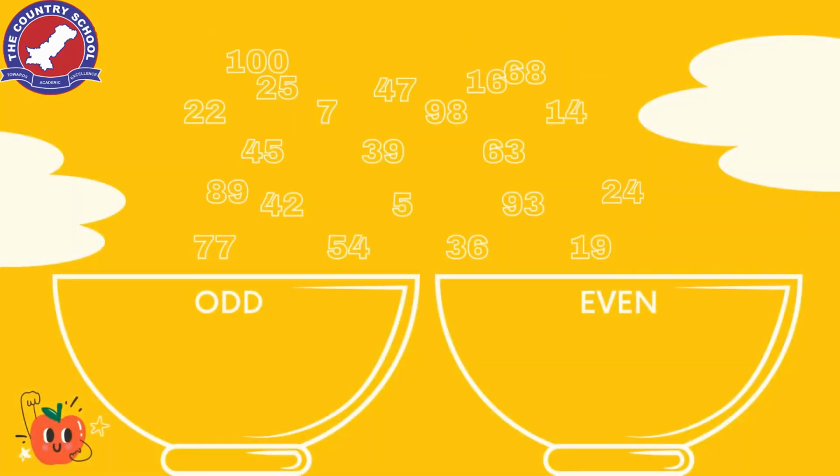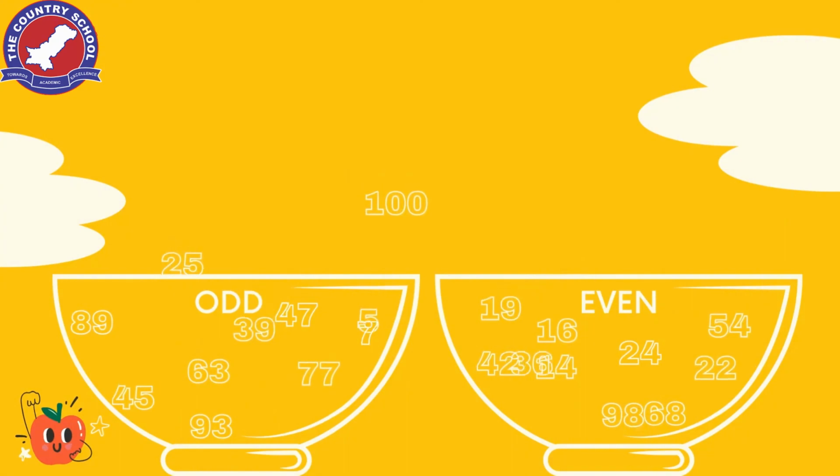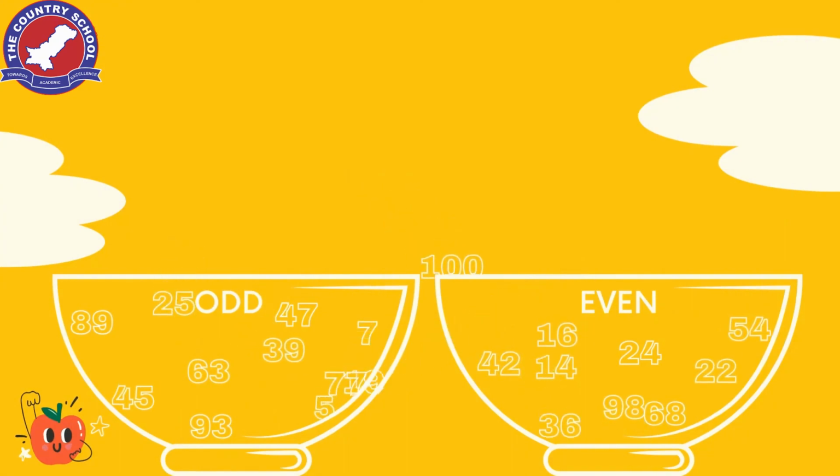You can tell if a number is even or odd by looking at its ones place, which is the digit on the far right. If the ones place is 0, 2, 4, 6, or 8, then the number is even. If the ones place is 1, 3, 5, 7, or 9, then the number is odd.